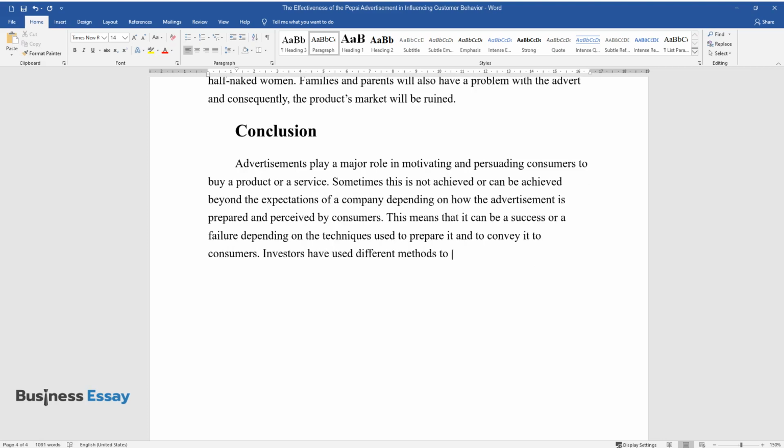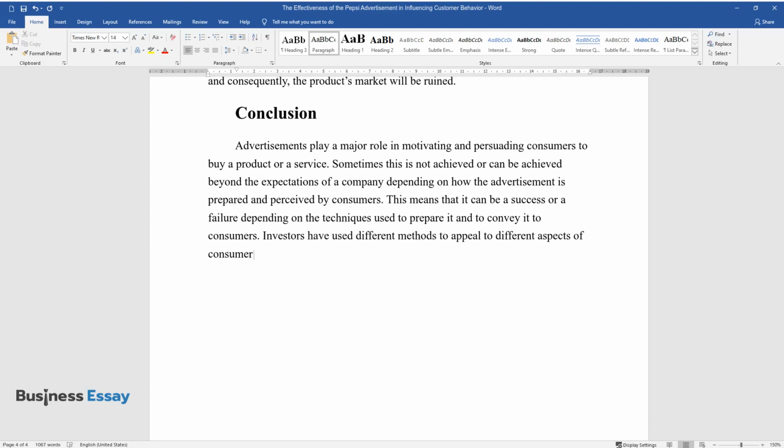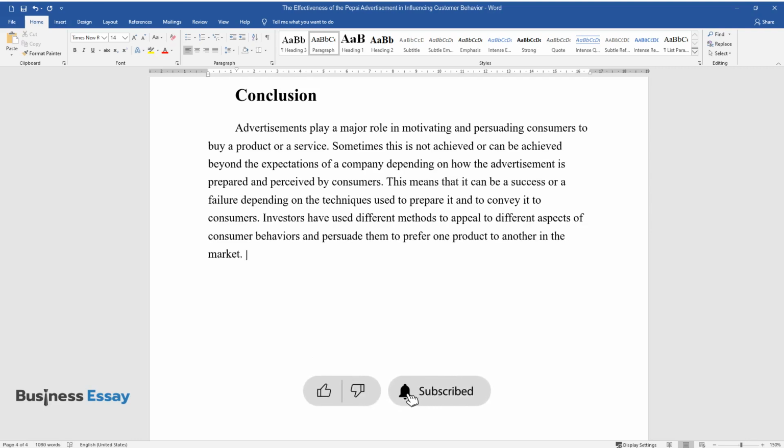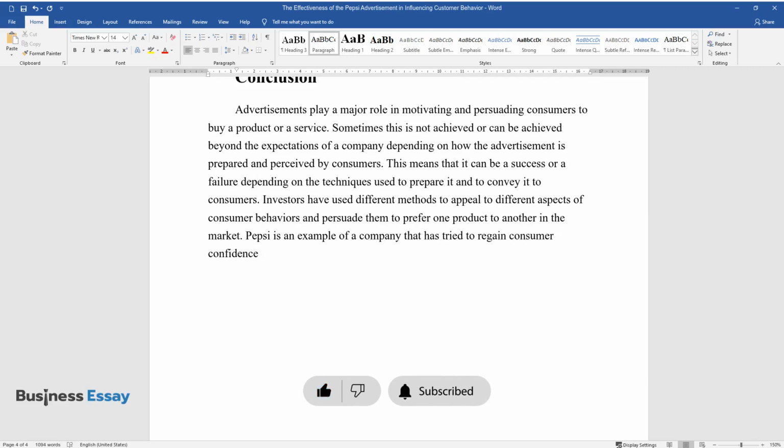Investors have used different methods to appeal to different aspects of consumer behaviors and persuade them to prefer one product to another in the market. Pepsi is an example of a company that has tried to regain consumer confidence through advertising.